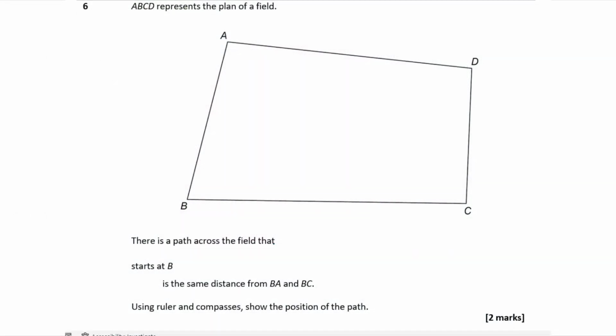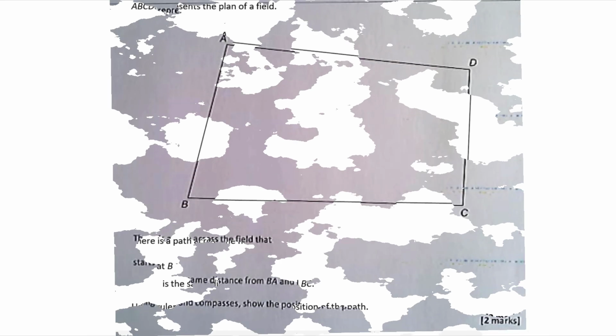Question 6. ABCD represents the plan of a field. There's a path across the field that starts at A and is the same distance from BA and BC. Using ruler and compasses, show the position of the path.